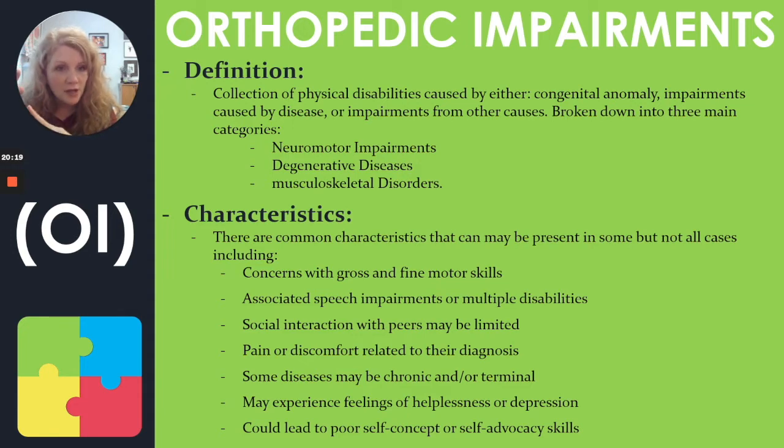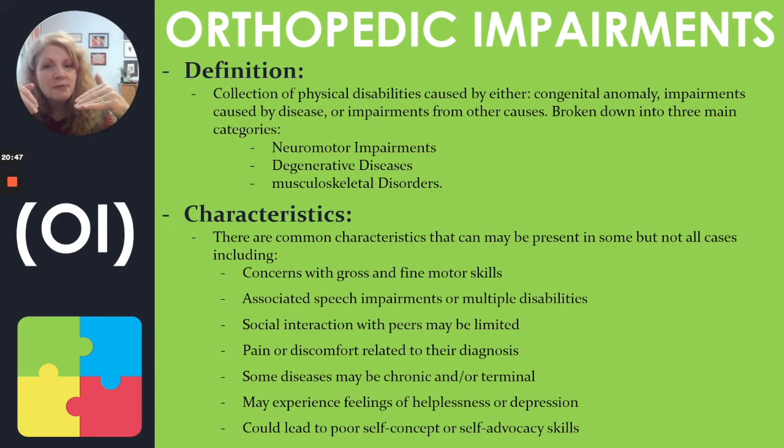broken down into three main categories. So there's neuromotor impairments, and that's something that happens in the brain, so the communication from the brain to the spine and out to the body isn't working because of whatever the issue. Then degenerative diseases, the muscular dystrophies, and musculoskeletal disorders, osteogenesis imperfecta. And there are lots of other things listed in all that.